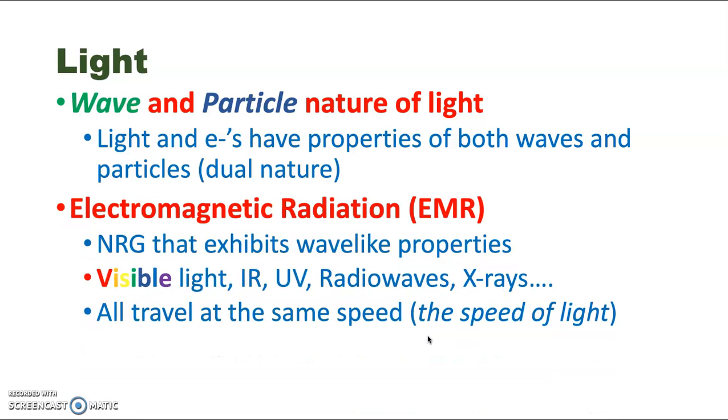The word electromagnetic radiation, I'll always abbreviate it EMR, is just a fancy word for light. So whenever you hear electromagnetic radiation, just think light. So it's energy that exhibits wave-like properties. Now you got visible light, IR, infrared, UV, which is ultraviolet, radio waves, X-rays. So all of those types of light are on what we call a spectrum. They're all electromagnetic radiation. We just divide that spectrum into different chunks. The light that we see is called visible light. And I'll talk about some of the other ones in a little bit.